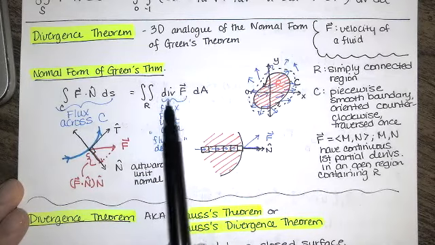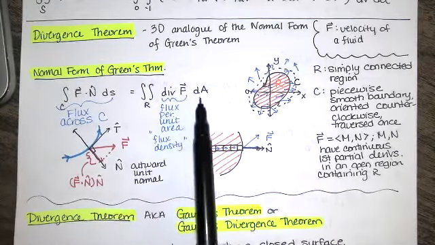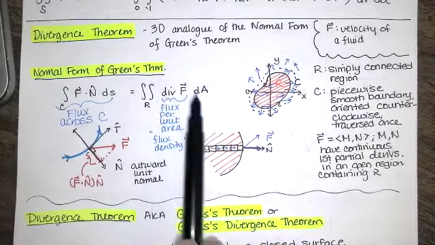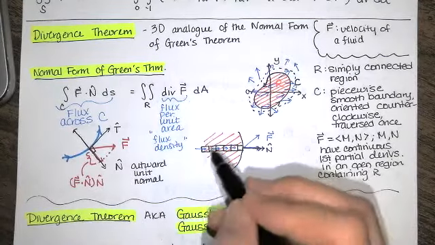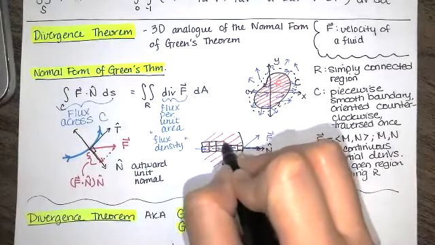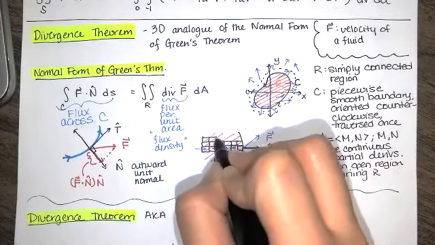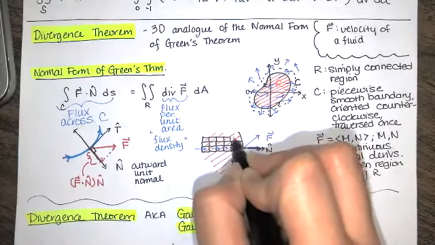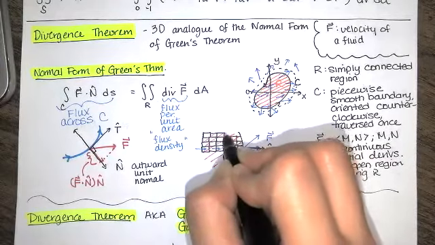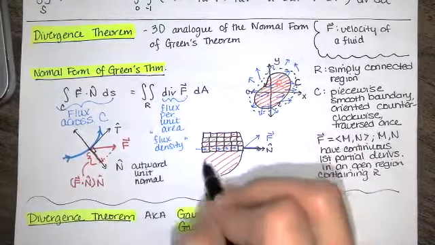Instead of doing that, you can evaluate the double integral over R of the divergence multiplied by a tiny area piece. So what this side says is, go take your region R and split it into a bunch of little rectangles. Maybe the area of each of those rectangles is delta X times delta Y, which we can put together to call delta A.